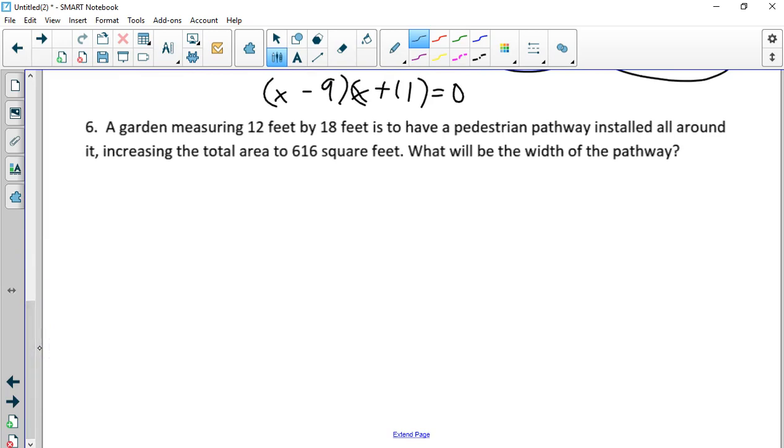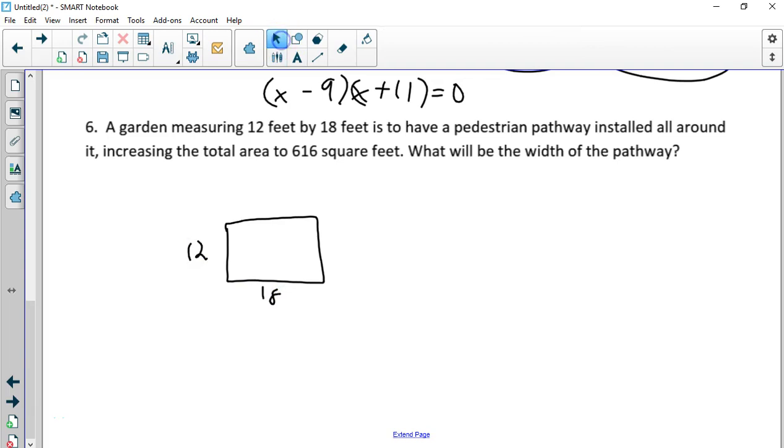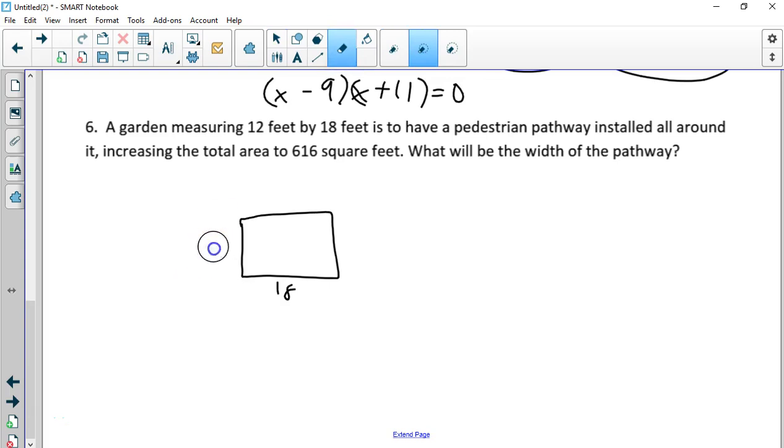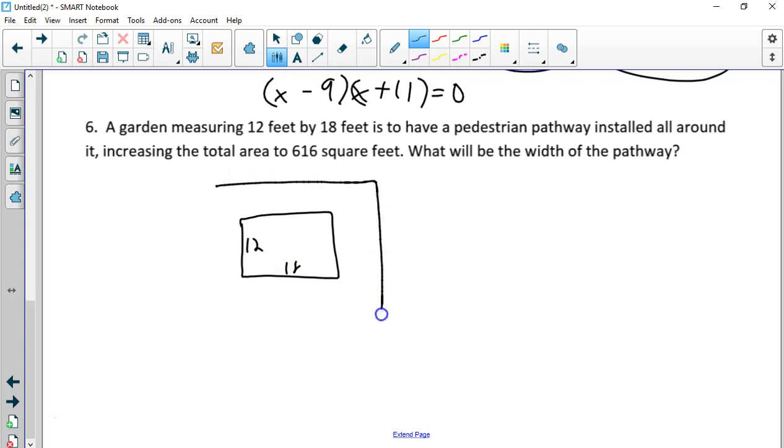Okay, this one you definitely need a picture for. This is a classic problem. You have a garden measuring 12 feet by 18 feet. I'm just going to move this bad boy. Nope. Hold on. Right inside. You'll see why. 12 feet by 18 feet. Now, they want to have a pathway all the way around, increasing the total area to 616 feet.